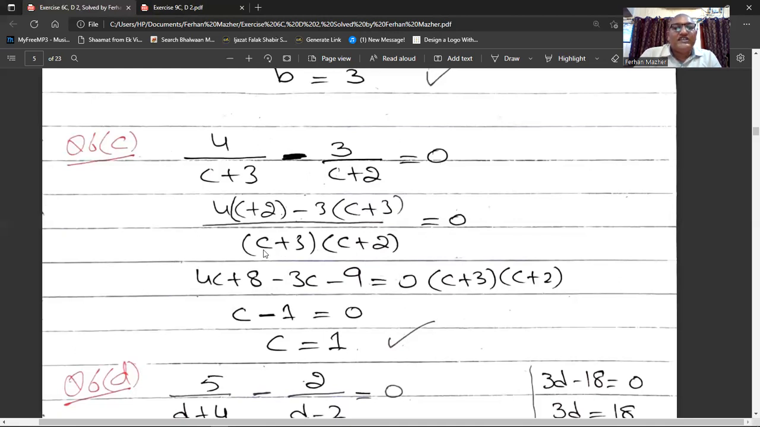When the LCM goes to the other side, it multiplies with the 0. Here you are left with 4c plus 8 minus 3c minus 9 equals 0. So 4c minus 3c is c, plus 8 minus 9 is minus 1, equals 0. So c is equal to 1. This is how you will do question number 6 and its C part.